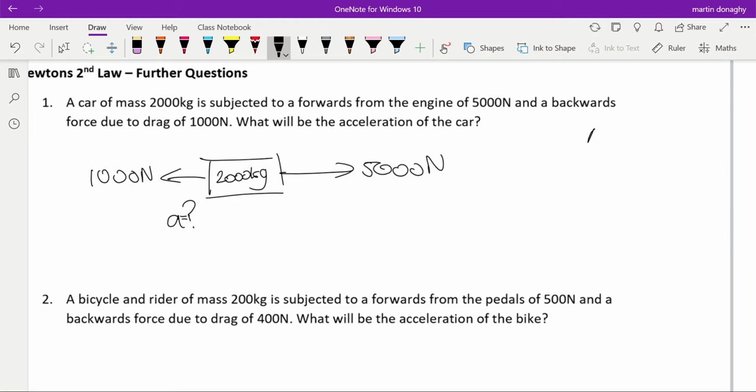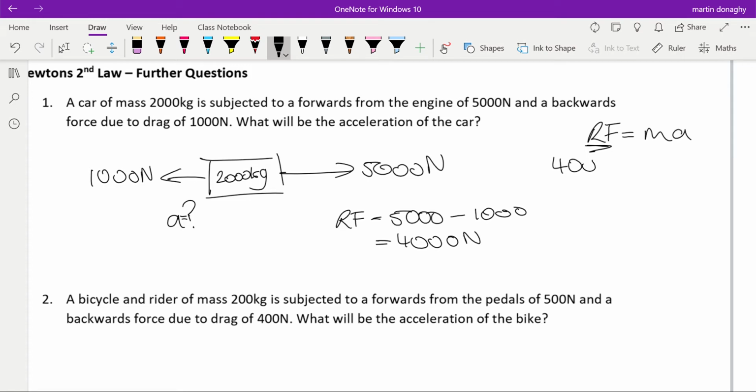Okay, now I would think there I'm going to use Newton's second law, RF equals ma, but the reason that's an R in there is because of the resultant force. So the first thing we have to do is say the overall force in that car is the 5,000 forwards minus the 1,000 backwards. So overall it's 4,000 newtons. Put that into the equation. Mass is 2,000 times A. Divide both sides by the 2,000. Gives us A, which is 2, and it's an acceleration, so it's meters per second squared.